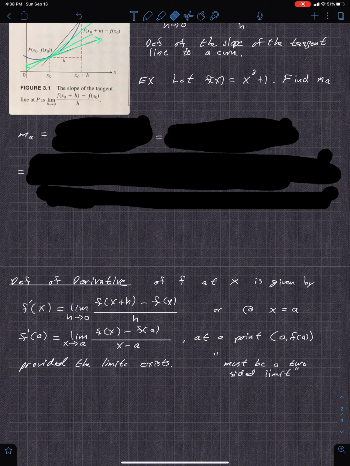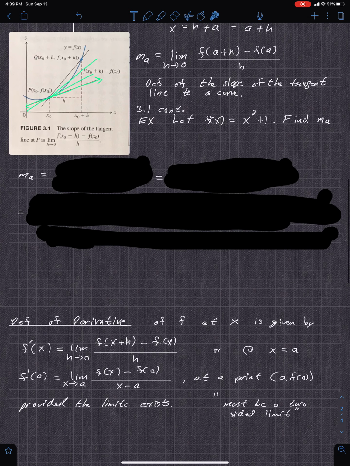Let's take a look at an example on slope of a tangent line. So we are continuing in 3.1. Let f of x be x squared plus 1. Find the slope of the tangent line at a point.